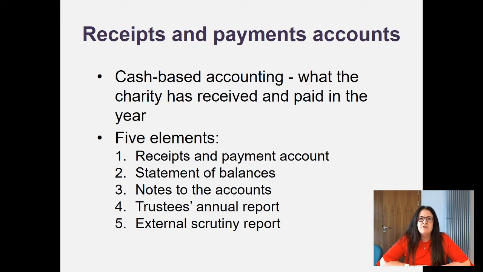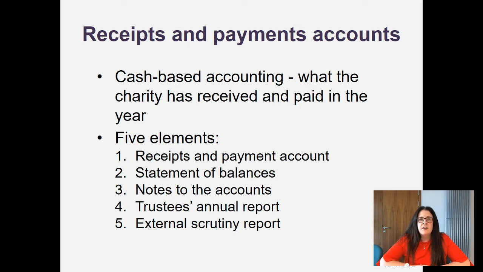The first is the receipts and payments account itself. This is where the receipts, that's the money that the charity has received in the year, are listed. And the listing will be split between the funds that are unrestricted for any purpose that the charity holds them for, and restricted funds, which is where the charity perhaps has received money for a very specific purpose or a specific project. Those have to be shown separately.